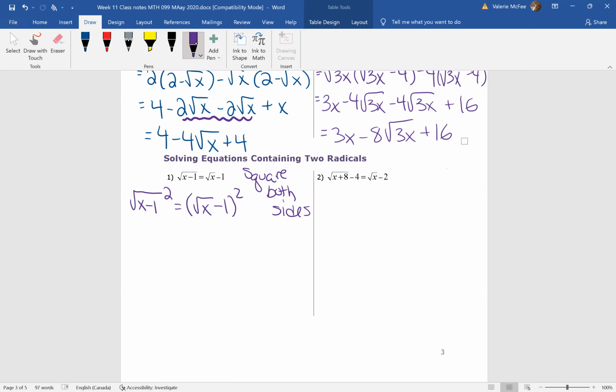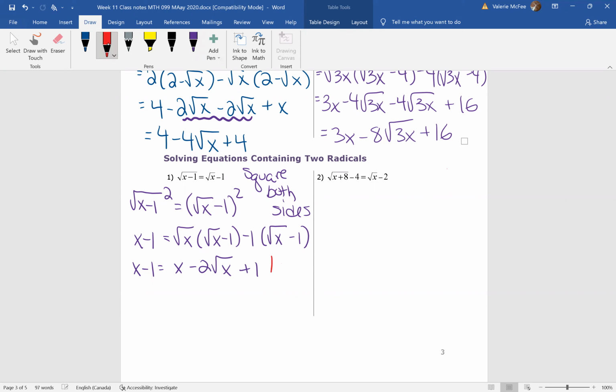So we see on the left side, the root of x minus 1 all squared is x minus 1. On the right side, we have to square that binomial. That's that practice we were just doing in the questions above. Root of x multiplies the second bracket, minus 1 multiplies the second bracket. Now you can see we have a radical again, so we want to isolate our radical.